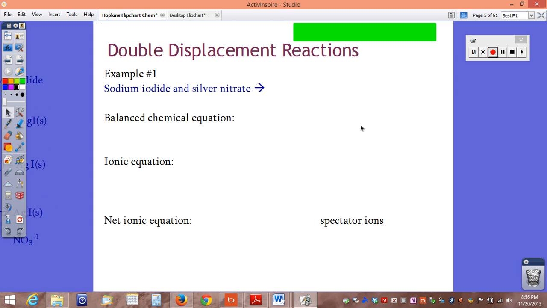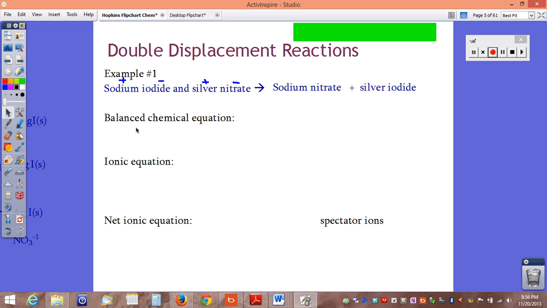Okay, double displacement reactions are reactions that have two compounds reacting together. When they do, the positive ion is going to attract to the negative ion, or the anion, on the other compound. And then the positive will attract to the other negative. What will happen in this case is the sodium will form with the nitrate and the silver with the iodide, so that you get the following: sodium nitrate plus silver iodide, just like during your double displacement reaction lab.